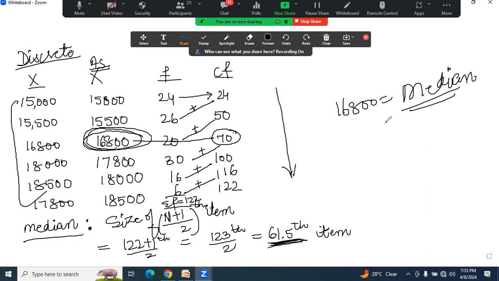I repeat, when we find the size of (n plus 1) by 2th item, this is 123 by 2, it will be 61.5th item. Now the 61.5th item lies here, next to 50 but less than 70. So this will be the value, and this number ranges with observation 16800, which is the median answer. Any doubt in this case? Please let me know. You can go through and let me know if there is any doubt in this case. How we got 70, from where 16800 came? If you want to ask, let me know.